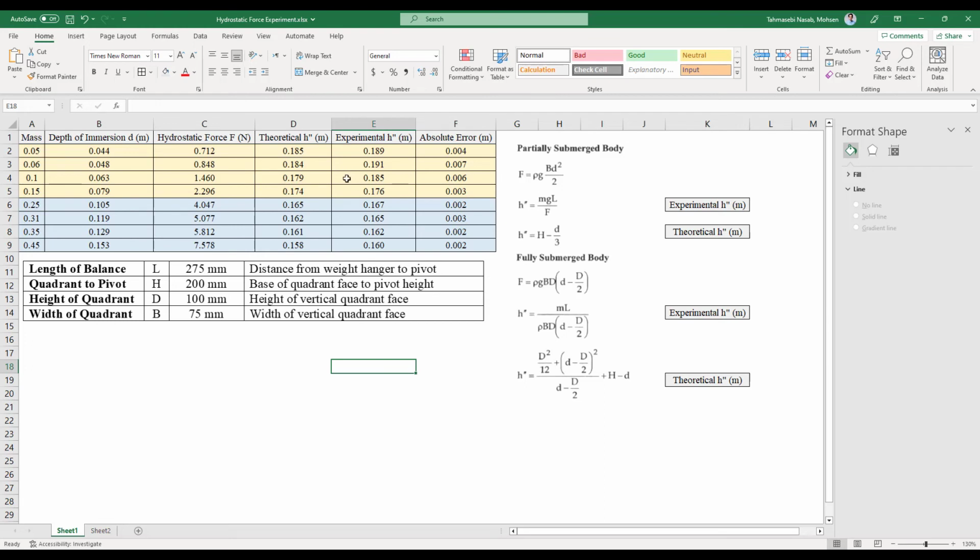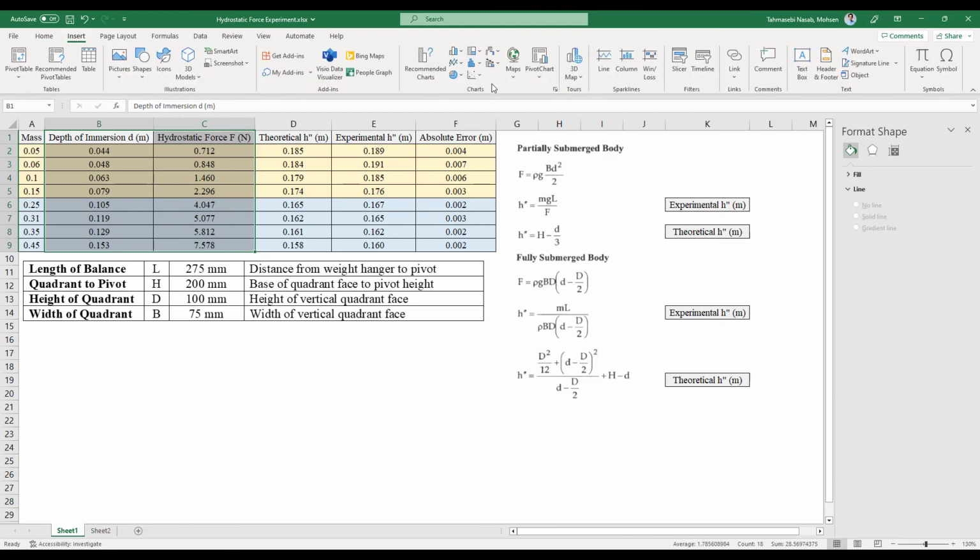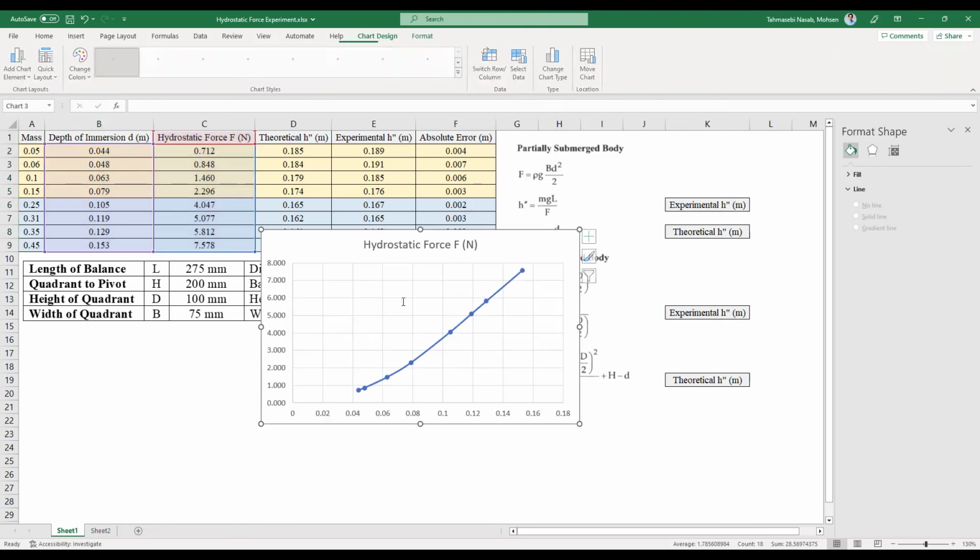The first graph that I want to show you is going to be depth of immersion as my x-axis and hydrostatic force as y-axis, to see how depth of immersion will change the force. As you can see, the force is increasing as the depth of immersion is increasing as well. It totally makes sense. But let's take a look at this graph over here.